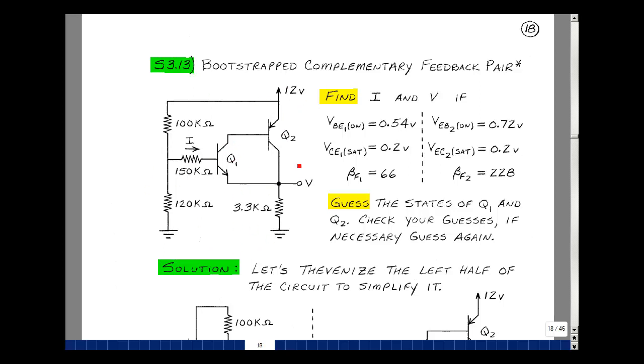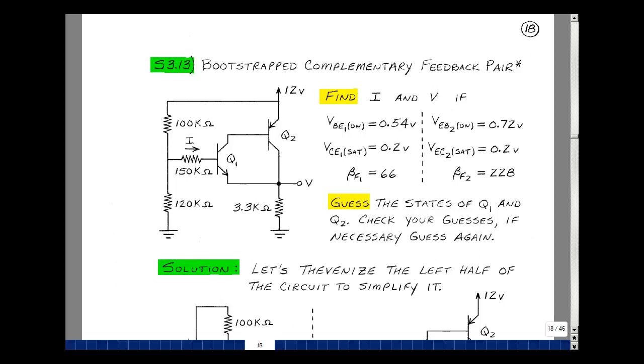This is part of a larger circuit that was published in a magazine article entitled Bootstrapped Complementary Feedback Pair. The magazine was Nuts and Volts magazine, volume 24, number 8, and the article is called Bipolar Transistor Cookbook, Part 2. This is a collection of very practical bipolar circuits, and this idea of bootstrapping has to do with AC circuits, and we'll talk about some of those ideas in Chapter 5 and beyond.